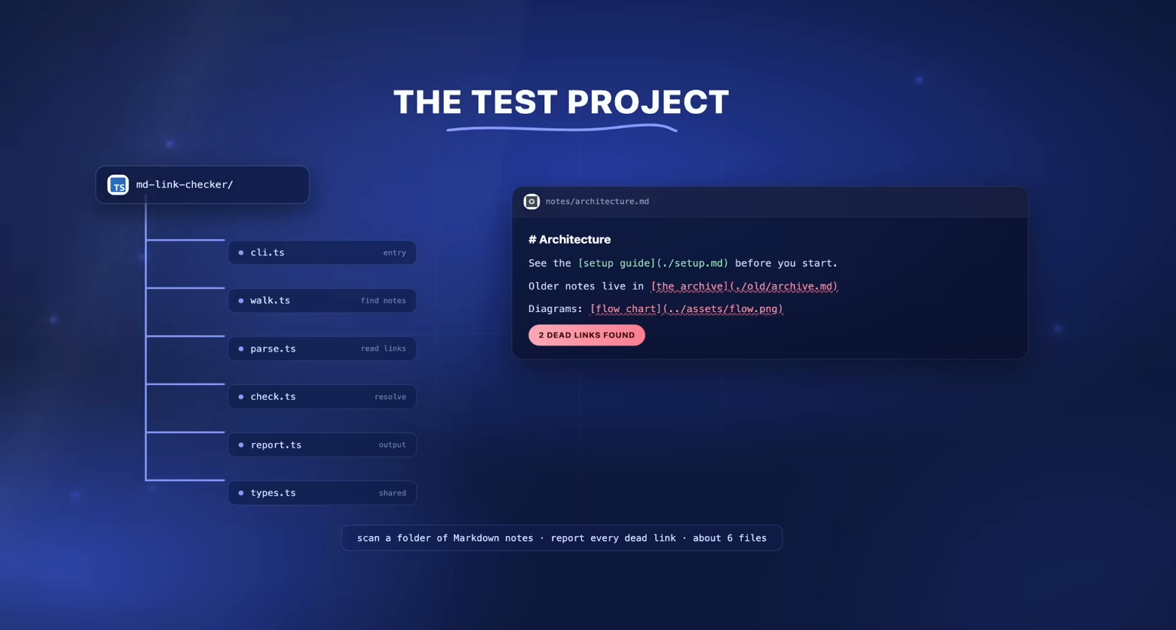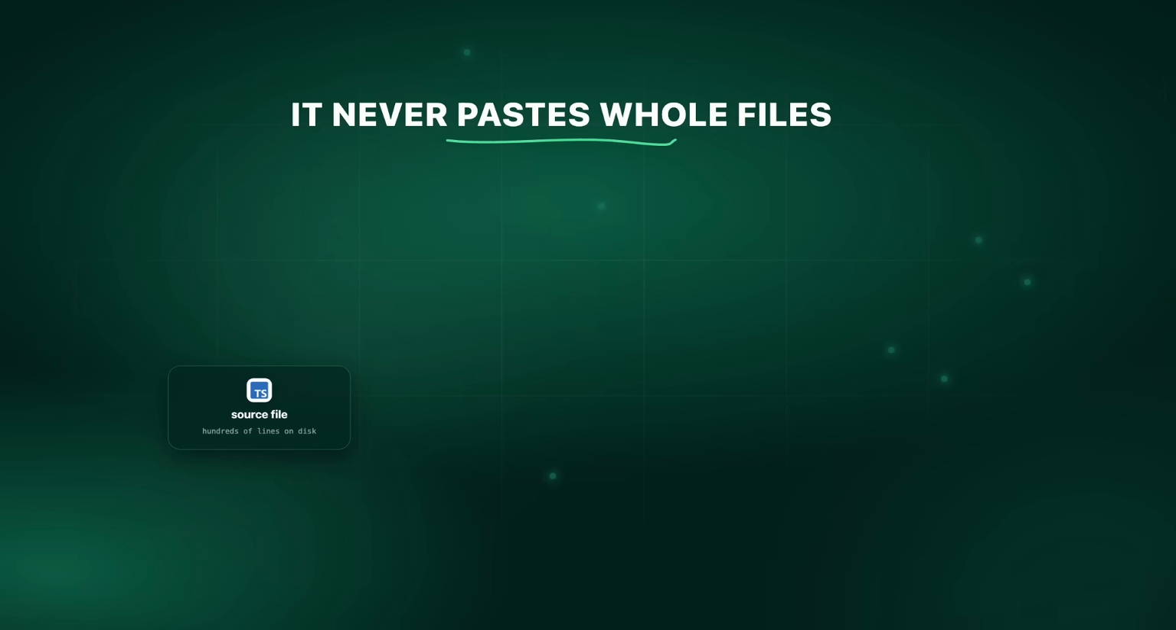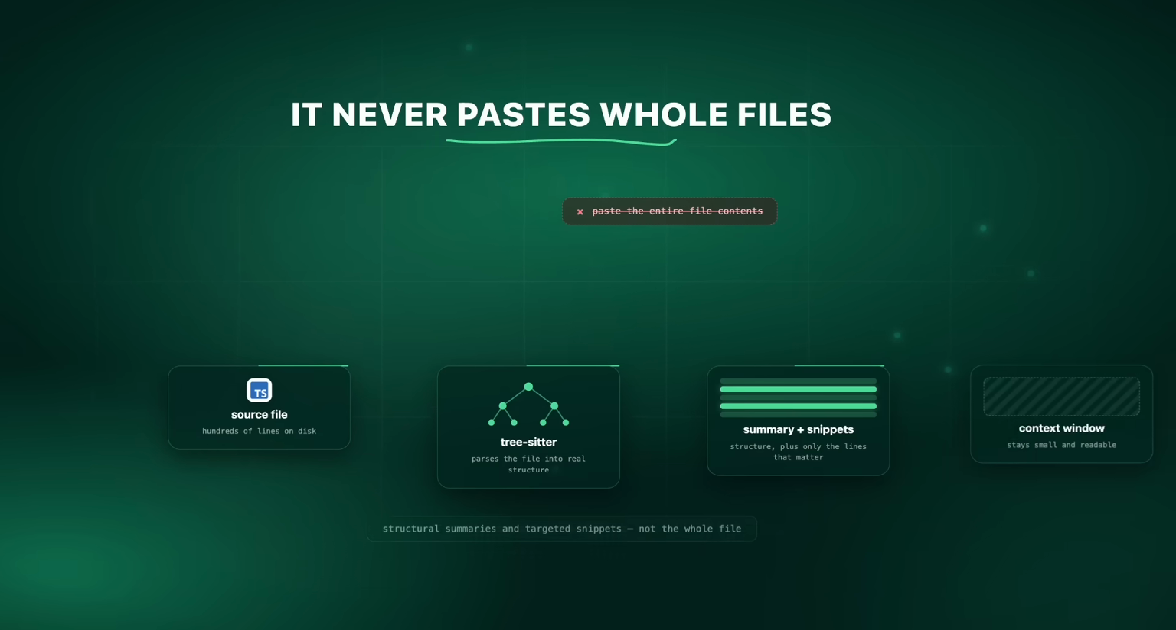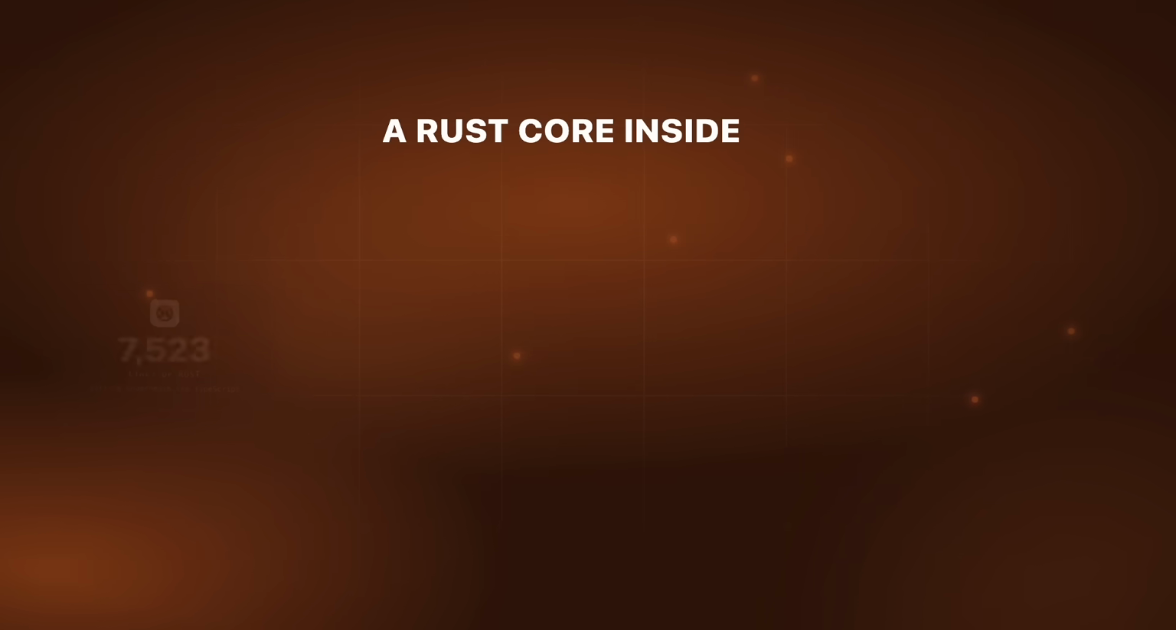When it needed to check existing files in my folder, it didn't dump full contents into context. It pulls structural summaries and targeted snippets through a tree-sitter-powered summarizer, so the context stays small even in bigger projects. Second observation, every search came back instantly, and that's because no separate ripgrep process ever gets launched.